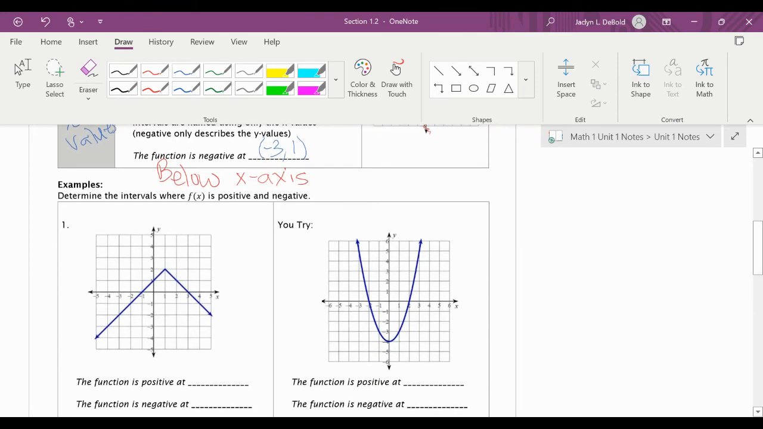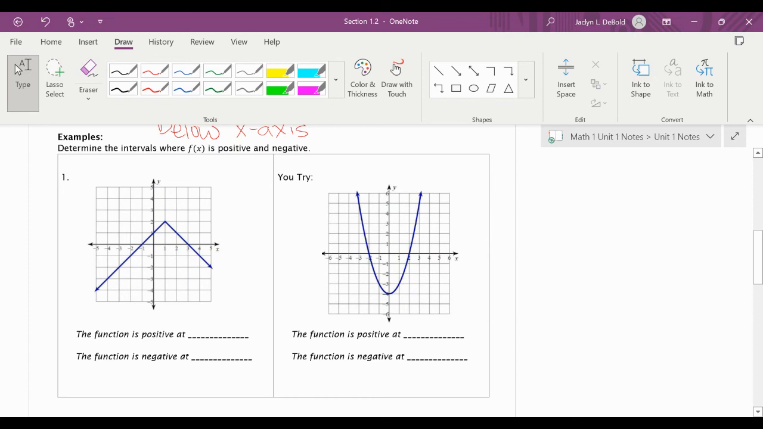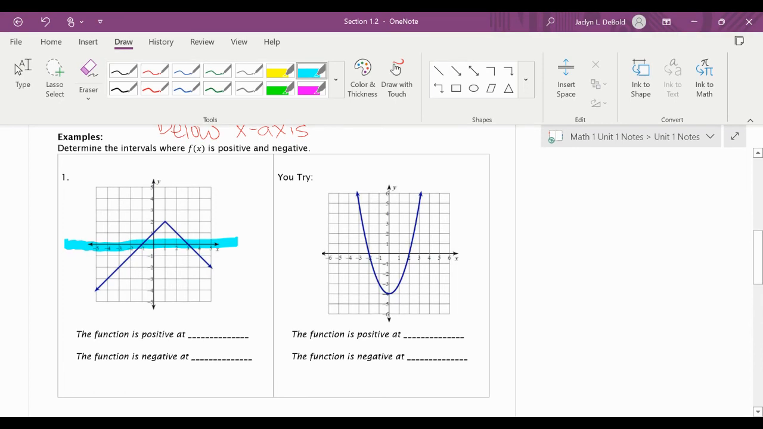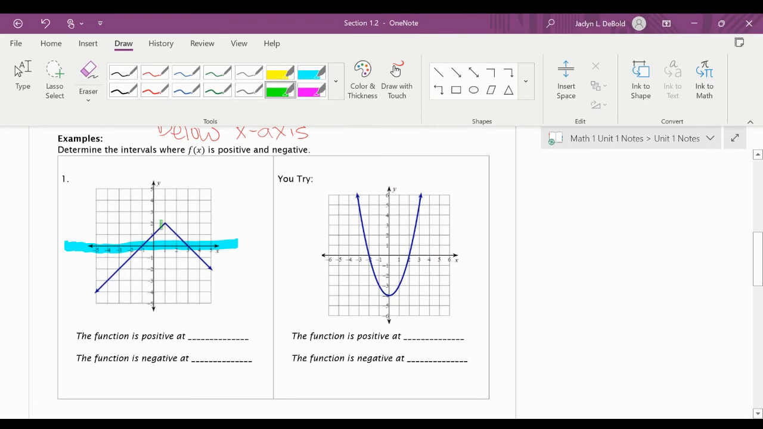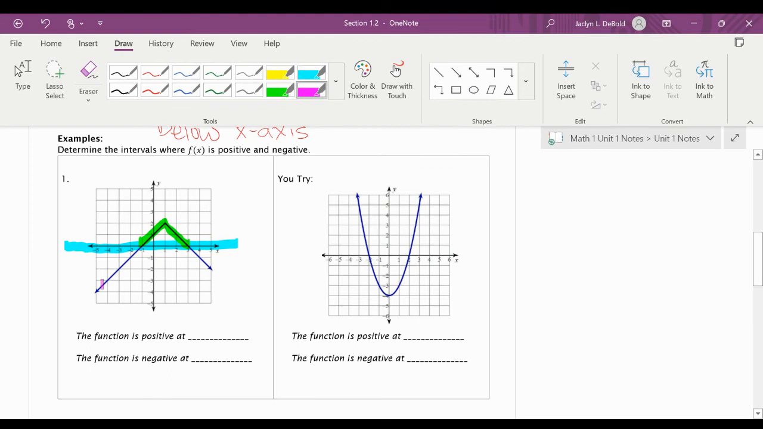An example of this you can see for example 1. We're going to determine where it's positive and negative, and we're going to do the same thing we just did above. So I'm going to make a line. That's my x-axis. Anything above this line is going to be positive. Anything below this line is going to be considered negative.